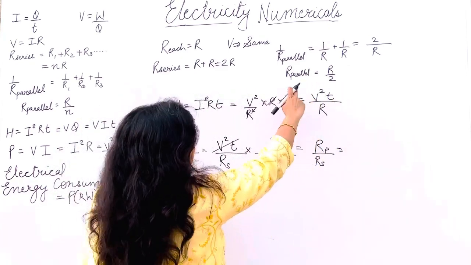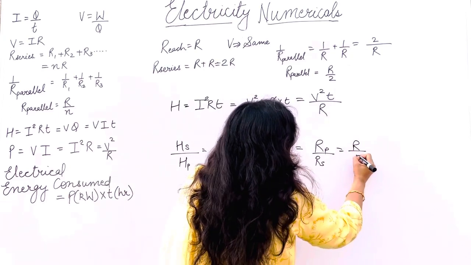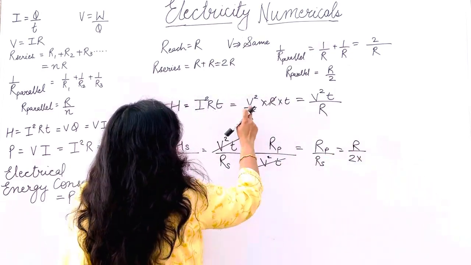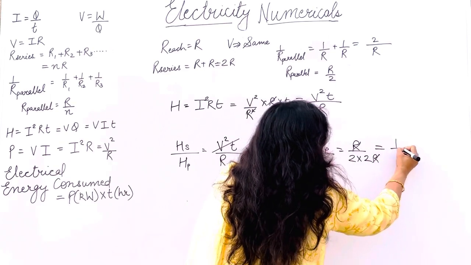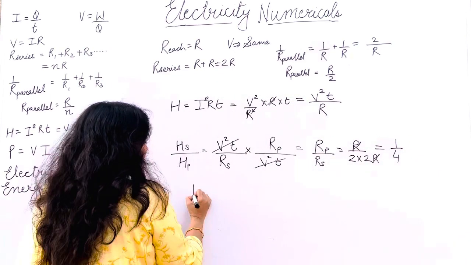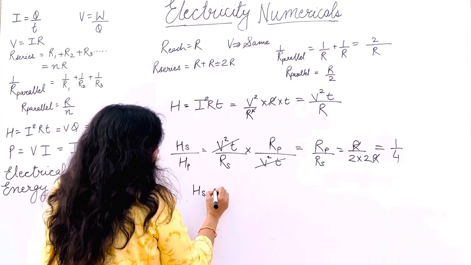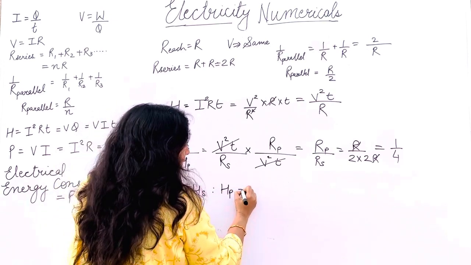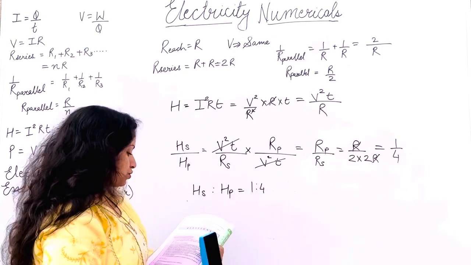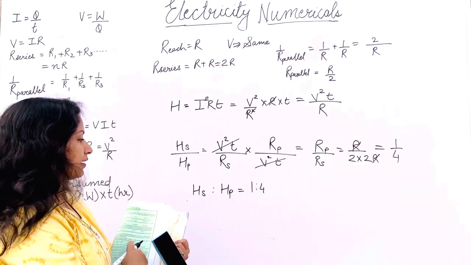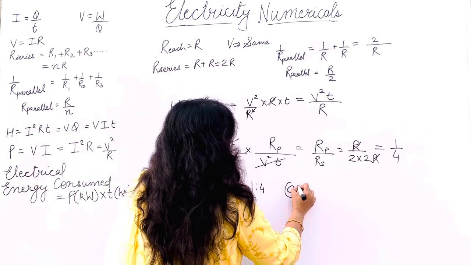What is R in parallel? R upon 2. And what is R in series? That is 2R. R and R get cancelled out. So the ratio of heat produced in series to heat produced in parallel is equal to 1:4. So which option is correct? Option C is the correct answer.